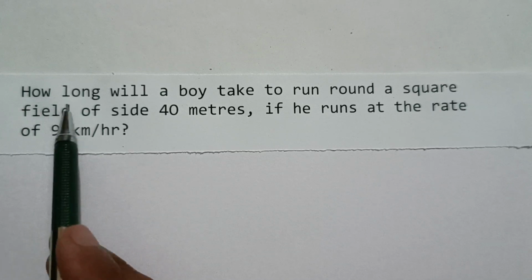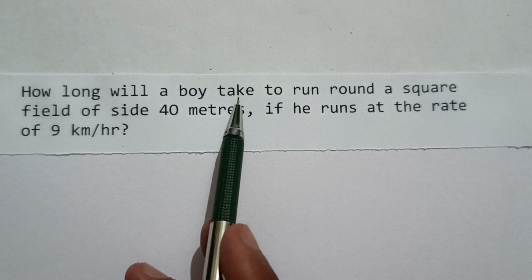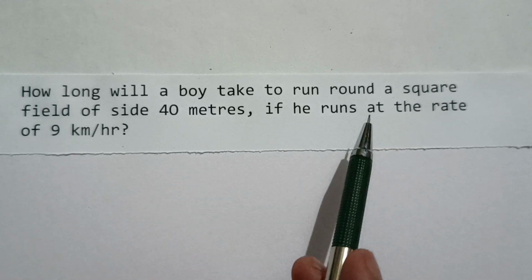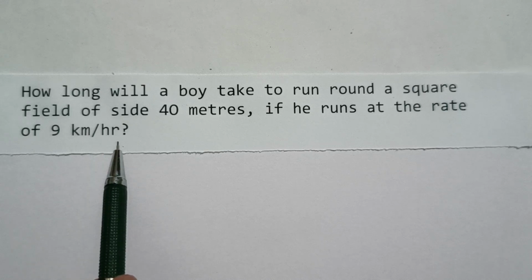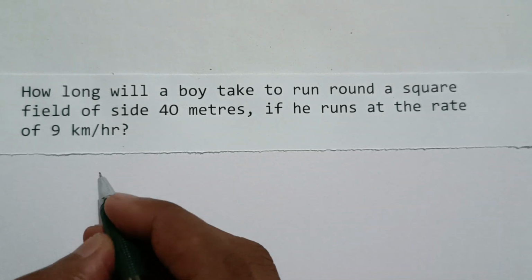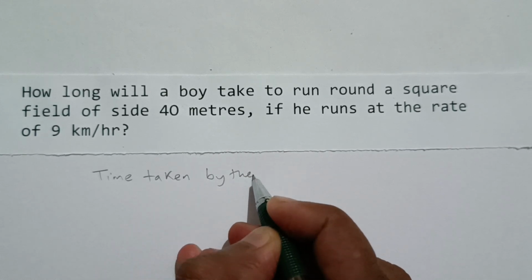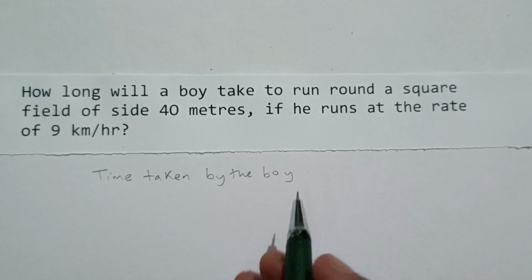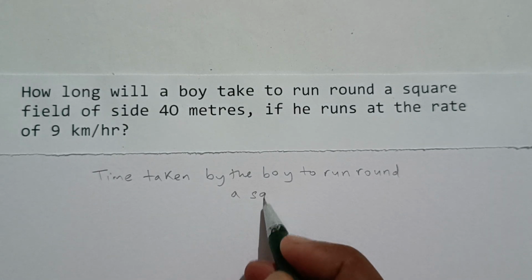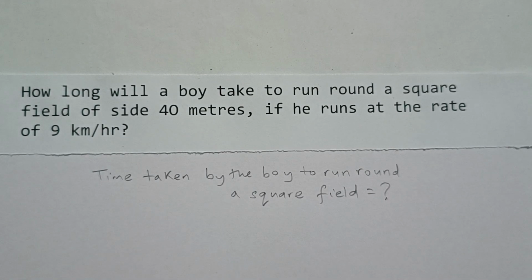So in this question, we have to find how long will the boy take. So how much time will the boy take if he is running round a square field whose side is 40 meters and the boy is running at the rate of 9 kilometers per hour. So we have to find the time taken by the boy to run round a square field. So this is what we have to find out in this particular question.